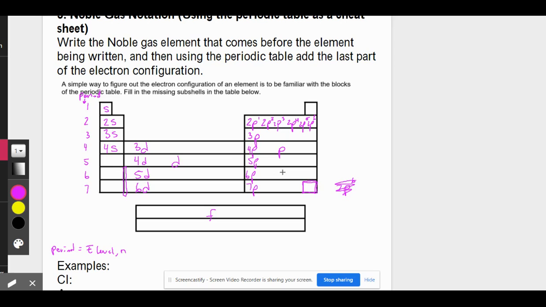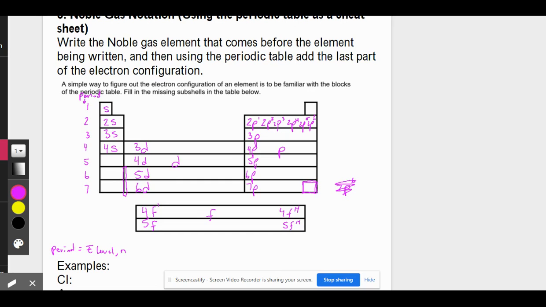So these two belong right here, and they are off by 2 from the period. So this is 4F. It's 2 less than this period 6, and this one is 5F. And this fills 1, so 4F1, all the way up to 4F14, because it can hold up to 14 electrons. And so below it would be 5F14. And every time you move over on here, you're adding 1 electron to these F orbitals.